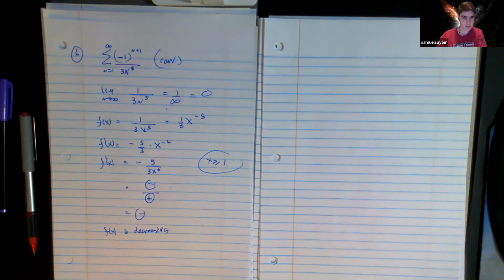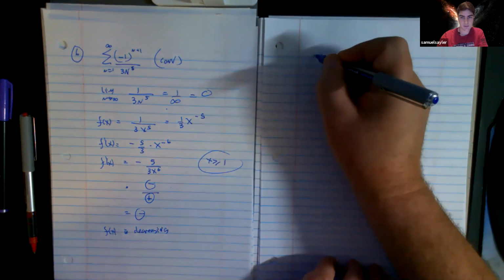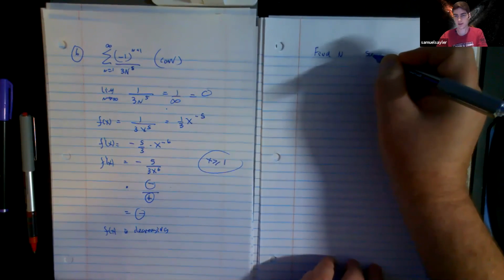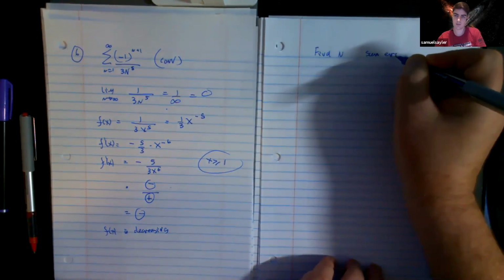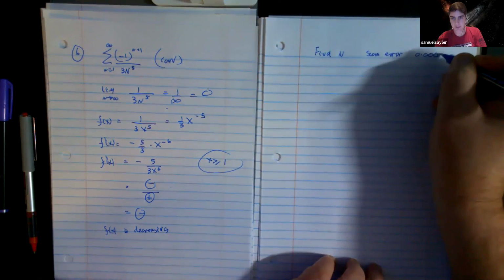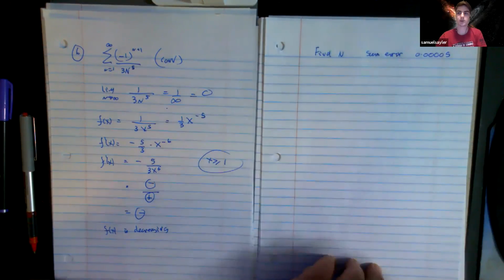So that part you were fine with. So what was the next part? Yes. So then it says, determine how many terms we need to add in order to find the sum with an error less than 0.00005. So 4 zeros and then a 5 behind the decimal place.